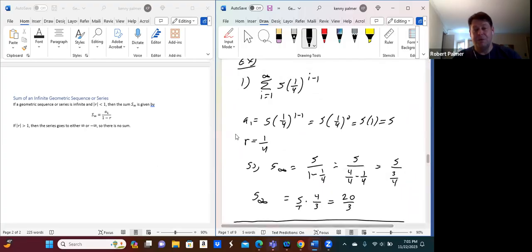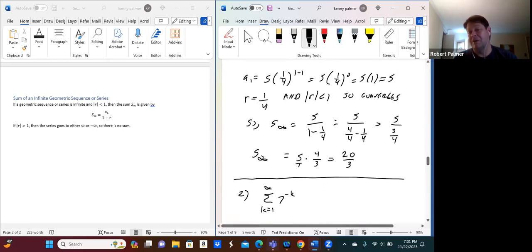Also, one thing I should have mentioned in the last one. Here, our r we said is 1/4. I should have said that the absolute value of r is less than 1, which it is. 1/4 is less than 1, so this converges. Remember, if r was bigger than 1, then it's not going to converge. It's not going to settle down to a number. Although we can certainly plug it in the formula and get a value, that's not going to be correct.